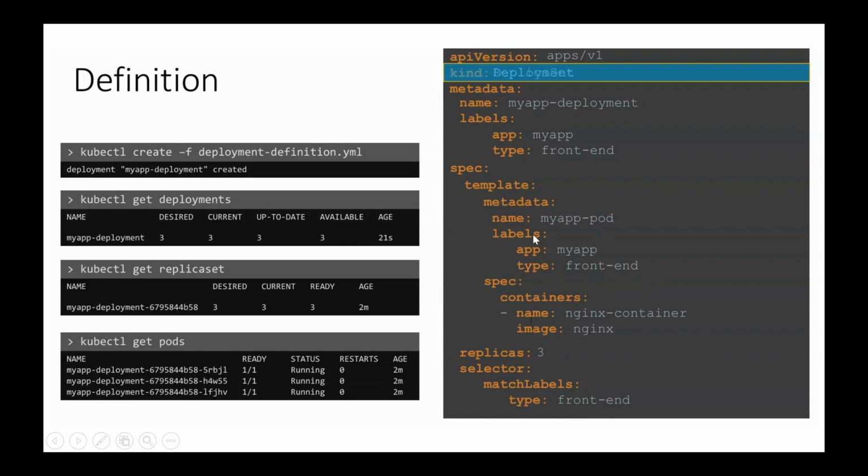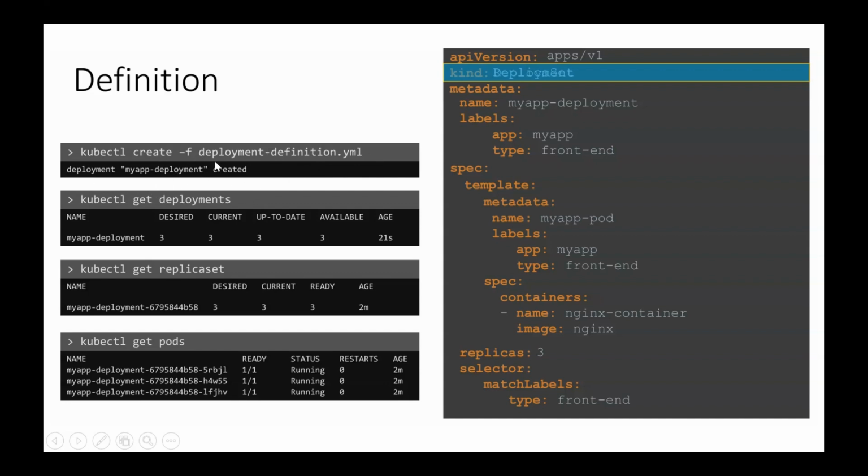So all the pods with the type front end as label will be part of this replica. Okay, and to create the deployment we simply run this command: kubectl create -f deployment-definition.yaml. Okay, so this is my deployment manifest file.